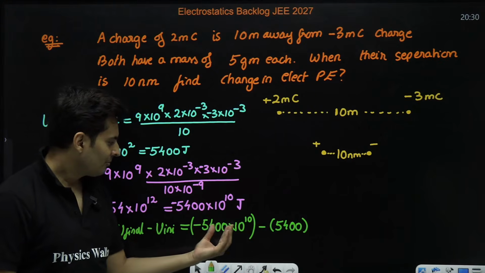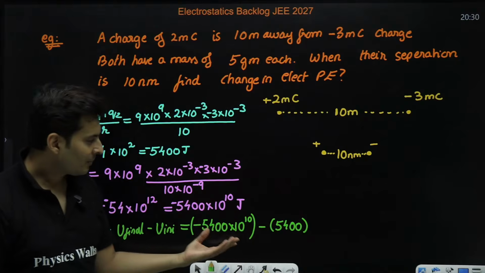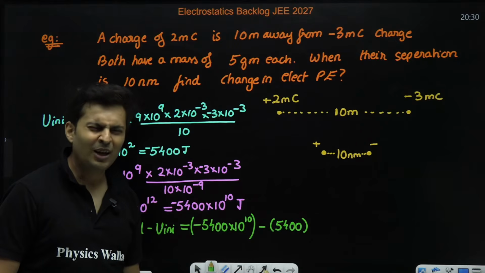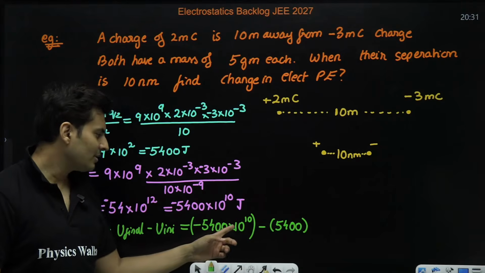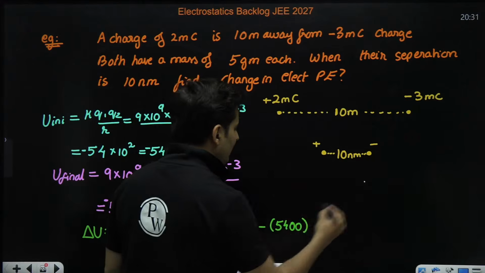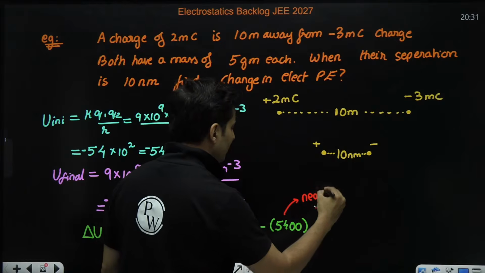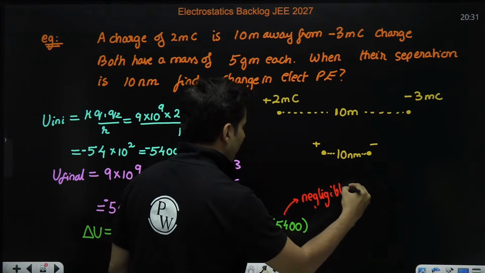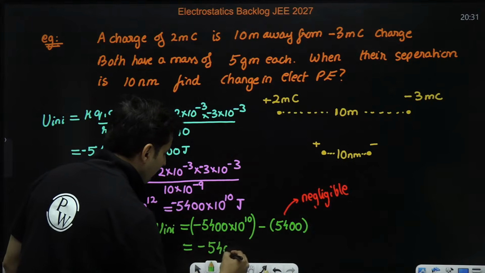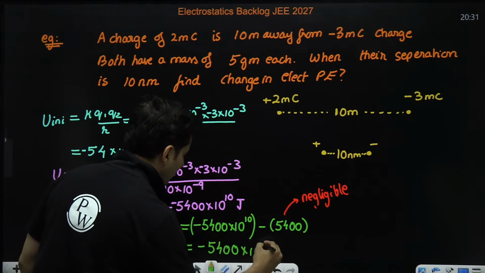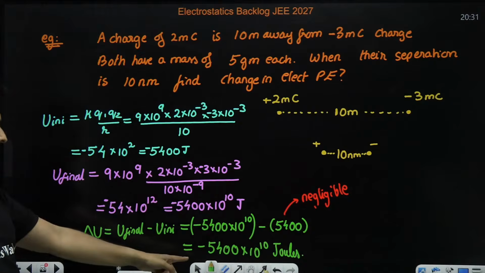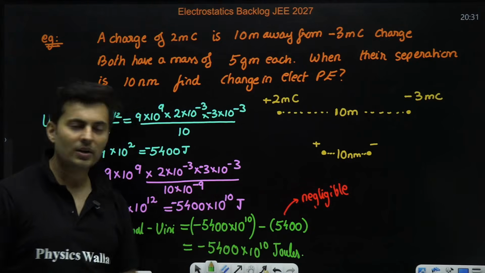So yeah, if that rich person loses 5,000 rupees, I don't think he will bother so much, because he has billions of rupees in his account. So this is a very small, negligible amount in front of this, and that's the reason why I can just write it down as minus 5400 into 10 to the power 10 joules. That is the final answer. So the change is minus 5400 into 10 to the power 10 joules.